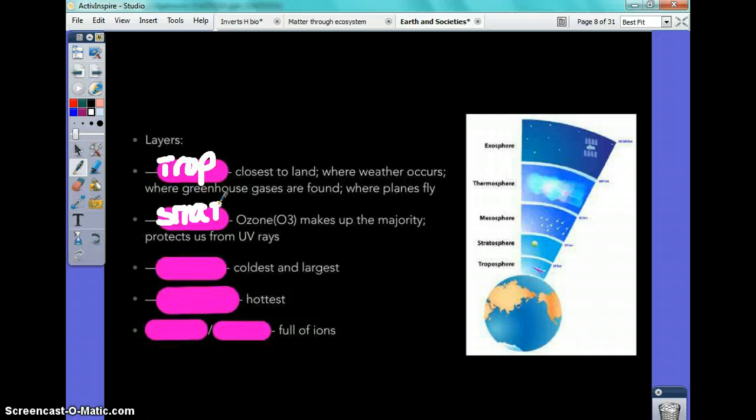Okay. Then the next one, which is the coldest and largest, is the mesosphere. And then the thermosphere, which is the hottest layer. And then the last layer is the ionosphere / exosphere, and it's full of ions.